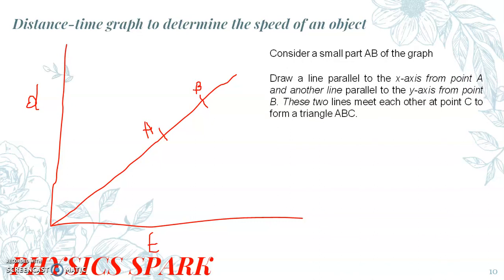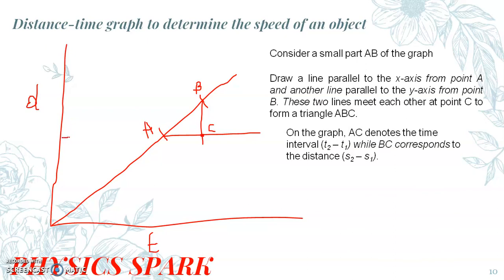Now draw a line parallel to the x-axis from point A and another line parallel to the y-axis from point B. Here we will draw this line. This is a line parallel to the x-axis, and this is a line parallel to the y-axis, and both these lines meet at a point C, which forms a triangle ABC.